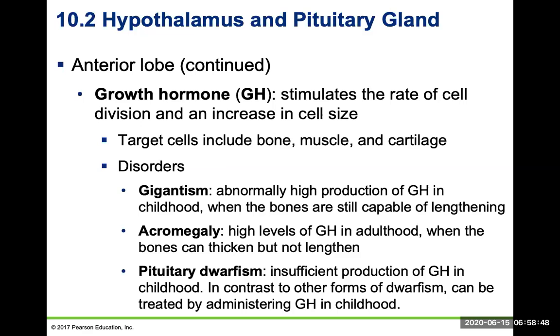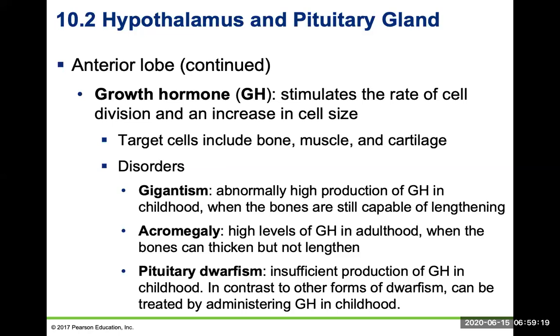We have disorders with this hormone. Gigantism is abnormally high production of growth hormone in your childhood when the bones are still capable of lengthening. So you get really gigantic or tall people. Acromegaly is high levels of growth hormone in adulthood when the bones can thicken kind of in diameter, but not actually lengthen. So you get kind of a big neck, big arms, just kind of more of a bulky appearance in your bones.